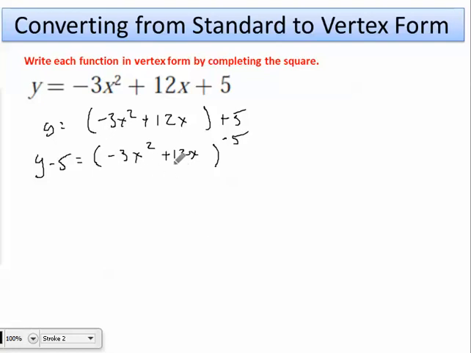So I'm going to factor out the minus 3 because that's going to get in my way. Y minus 5 will be equal to negative 3 times x squared plus 12, 4. Huh, geez, Mr. Green.